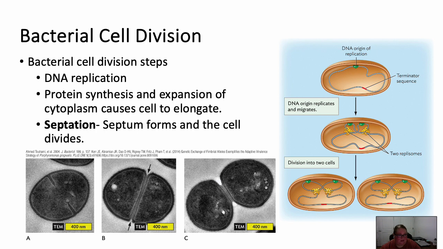Okay, so once we have the DNA replicated, we have enough things to make two functional daughter cells. This is when septation, or that process of division, happens. Okay, so the septum forms and divides the cell into two.